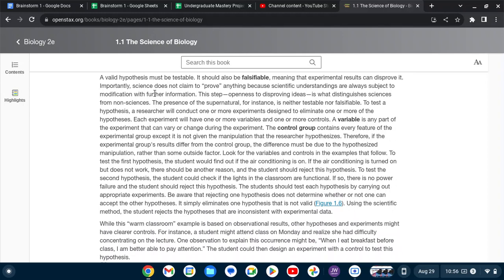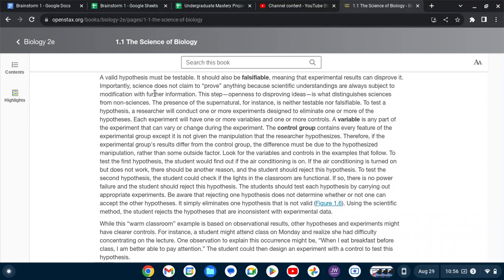To test a hypothesis, a researcher will conduct one or more experiments designed to eliminate one or more of the hypotheses. Each experiment will have one or more variables and one or more controls. A variable is any part of the experiment that can vary or change during the experiment. The control group contains every feature of the experimental group except it is not given the manipulation that the researcher hypothesizes. Therefore, if the experimental group's results differ from the control group, the difference must be due to the hypothesized manipulation rather than some outside factor. Look for the variables and controls in the examples that follow.